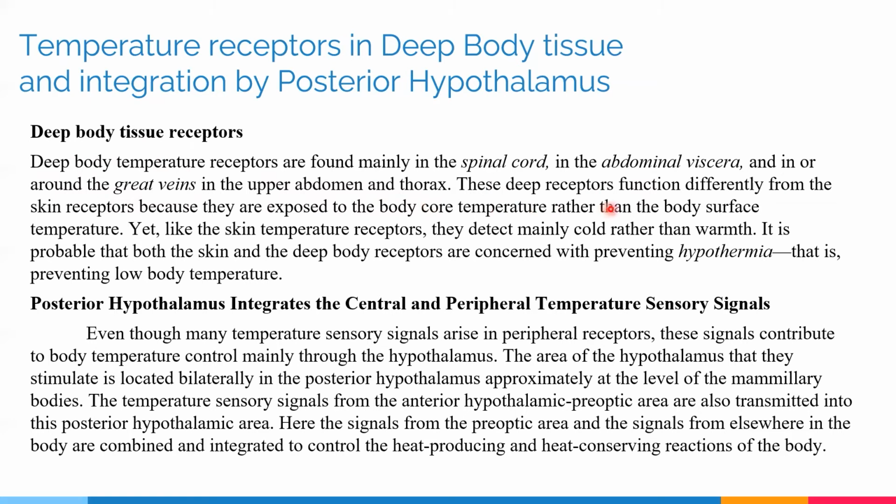These deep receptors function differently from the skin receptors because they are exposed to the body core temperature rather than the body surface temperature. Yet, like the skin temperature receptors, they detect mainly cold rather than warmth. It is probable that both the skin and the deep body receptors are mainly concerned with preventing hypothermia, which is a condition in which the body temperature drops to a very low level and the body cannot maintain the normal physiologic temperature around 37 degrees Celsius.